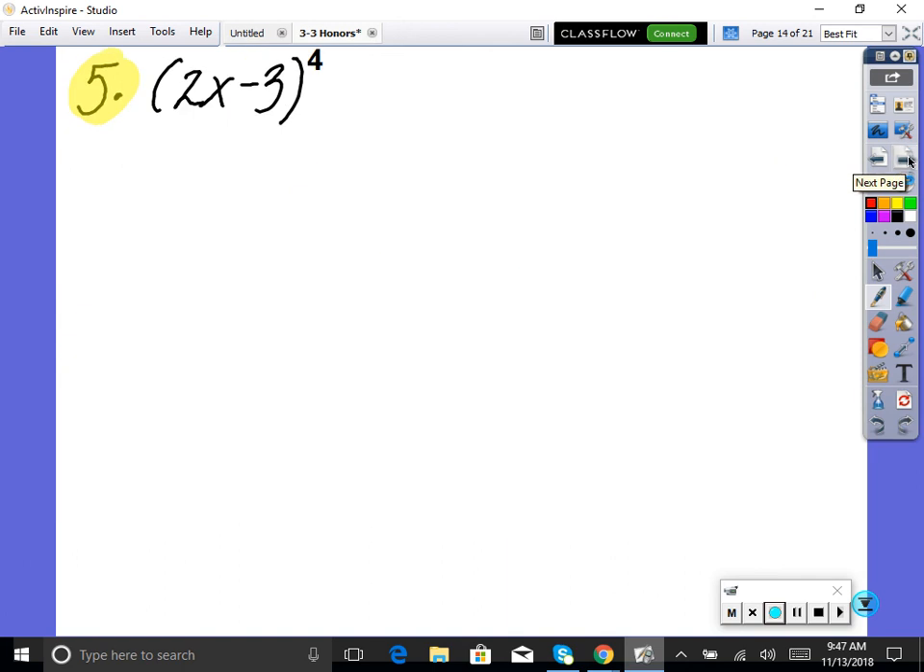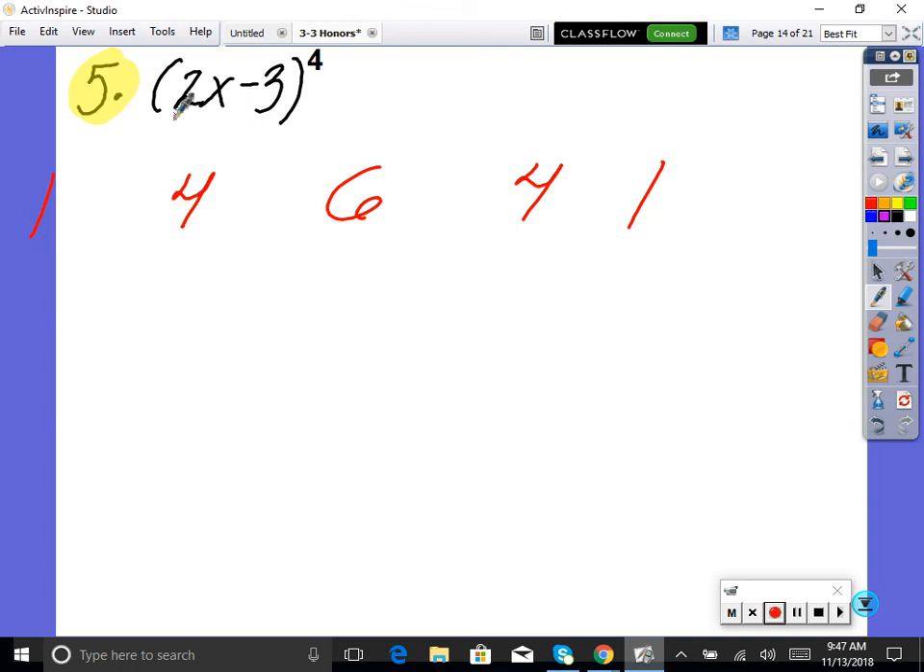Let's do this one. Number 5, (2x - 3) to the 4th power. So that's 1, 4, 6, 4, 1. Take your front thing. Now this front thing has a 2 and an x. This is really important. These are easy problems, but even last hour I was seeing people having a hard time multiplying these out, right? So let's be really careful.